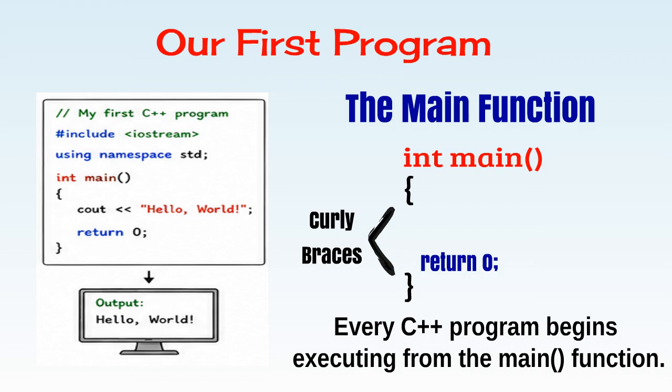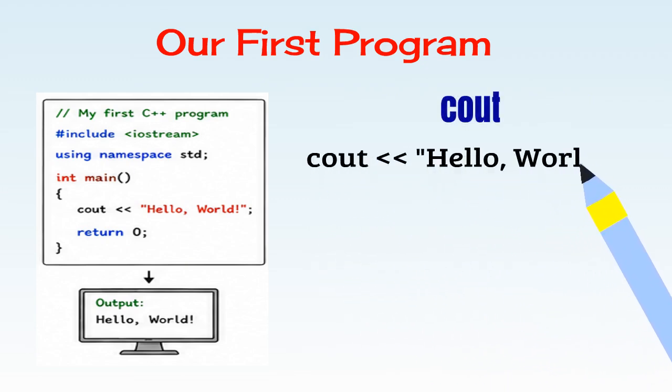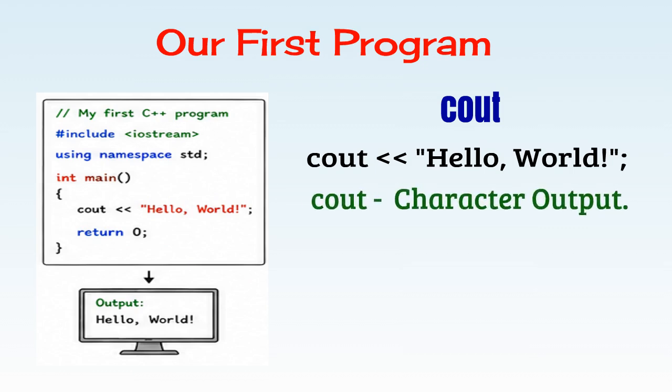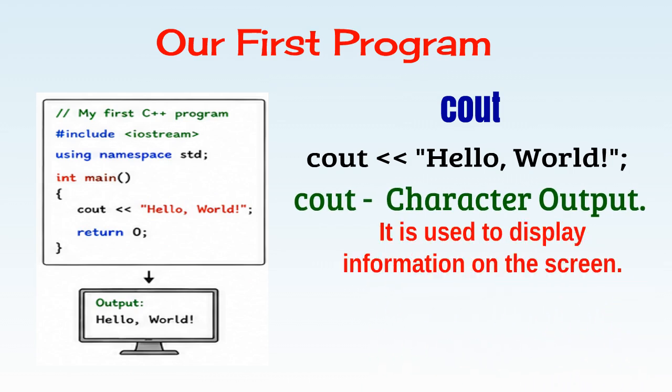Let's see the code. The line is cout, followed by two less-than signs, followed by, quote, Hello World, unquote. Let's unpack the components of the statement. First, we have cout, which the source defines as character output. Right, this is the tool we borrowed from the iostream library. Exactly. And then we have the two less-than signs, which the text calls the insertion operator. They send information to the output stream.